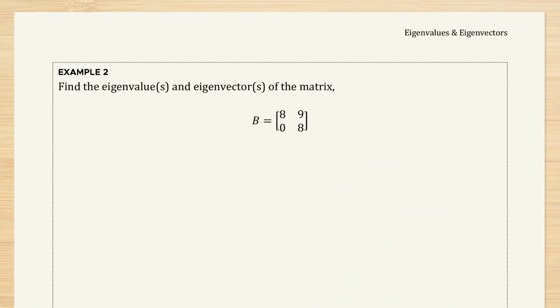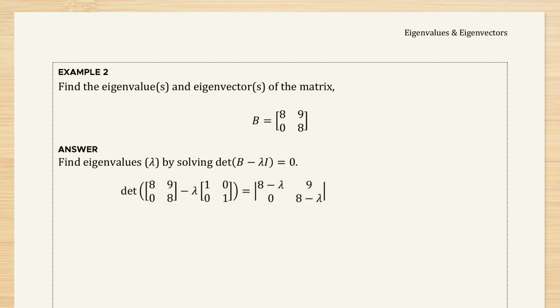Eigenvalue eigenvector questions can be complicated because there are so many steps involved. It often helps to work through a few of these examples together. Find the eigenvalues and eigenvectors of the matrix B. Just like before, we find eigenvalues by solving their characteristic equation. We subtract lambda from the main diagonal entries of matrix B, get the determinant, and set the determinant equal to 0. Then solve for the eigenvalues lambda.